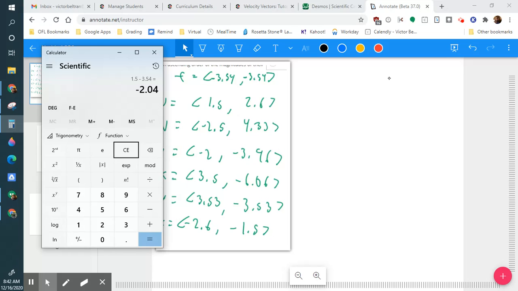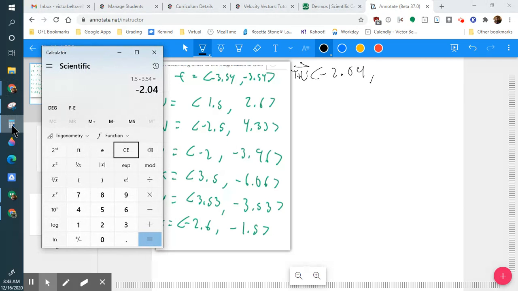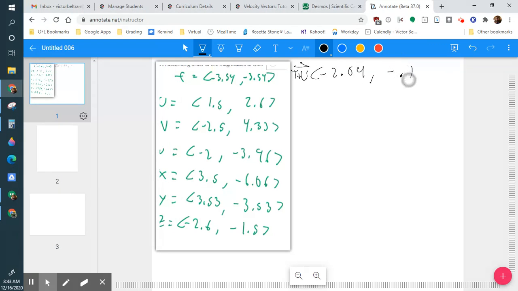So negative 2.04, and this is going to be our TU vector, our T plus U vector, I guess you could say, comma, let me grab the calculator, 2.67 minus 3.54, negative 0.87. And then we're going to do a TV vector or T plus V vector.